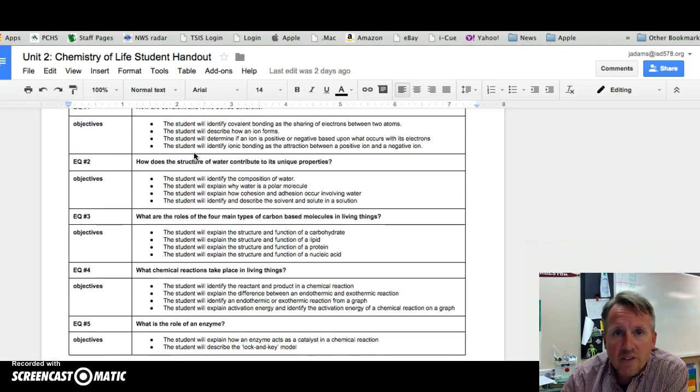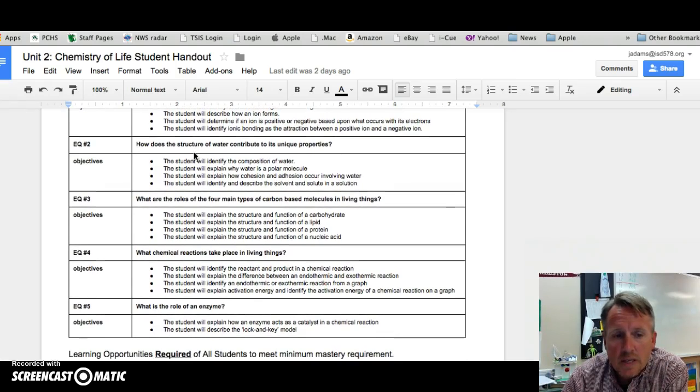Our fifth and final essential question for this unit is taking a look at what is the role of an enzyme. So at the end of the unit, you will be able to explain how an enzyme acts as a catalyst in a chemical reaction, and you'll be able to describe the lock and key model that goes along with enzymes and substrates. So those are our 5 essential questions for this unit.